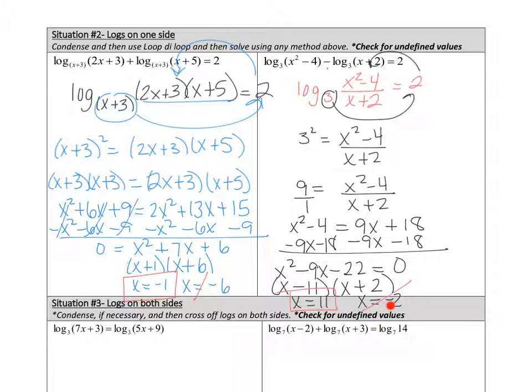Now, why did I reject the -2? Again, because -2 plus 2 was 0. And when you plug in -2 squared minus 4, you get 0 as well. So this does not work.